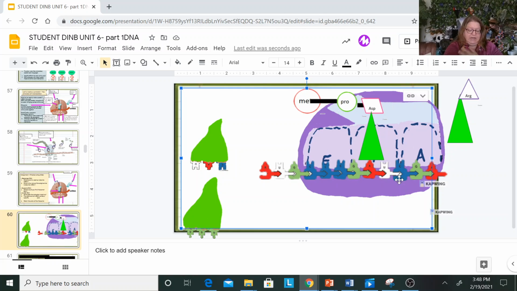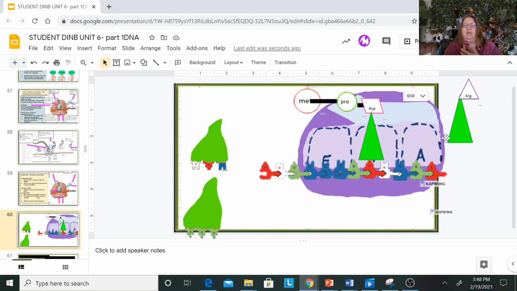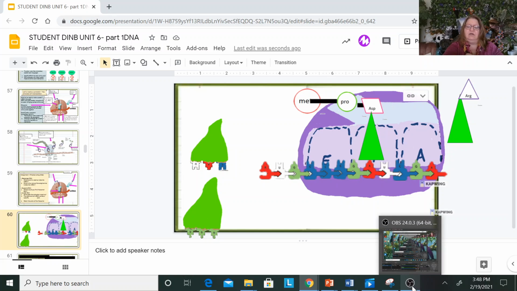So last question, I want you to think, okay, how are we going to add this arginine to our growing strand? All right, so think about that. That'll be your last question on our Edpuzzle, and hopefully that helps you get an understanding of translation.